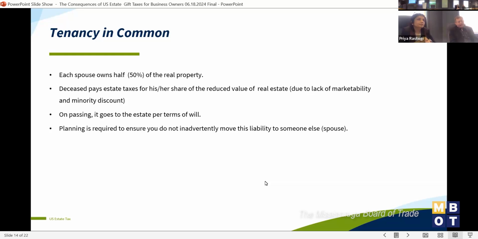The downside with tenants in common is that, depending on where it is, you have to deal with probate. Florida is one where I worked with a client recently, and even though there's no tax owing, the probate is going to cost a lot, and it's going to take a while. So you need to consider those things as well.